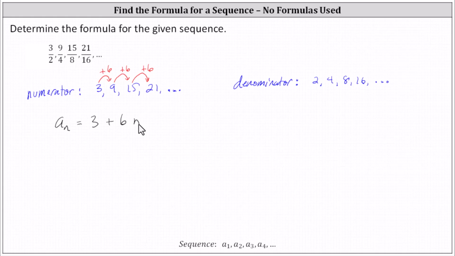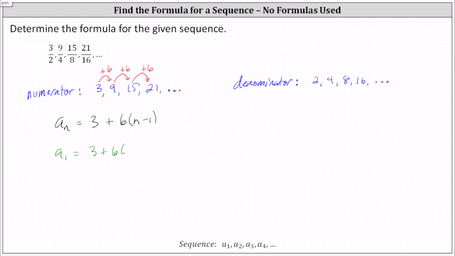While this is close, it doesn't work because, again, notice for a sub 1, when n is 1, we have 3 plus 6 times 1, or we start with 3 and add 1 6, but we know for the first term we want to add 0 6's, not 1 6 to 3 to get the correct term. So we don't multiply 6 by n, we multiply 6 by n minus 1.